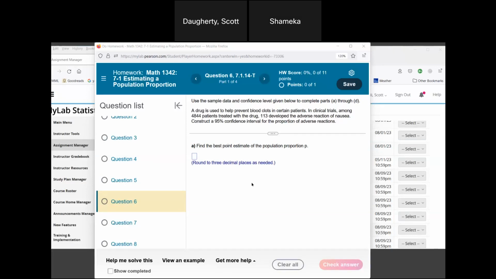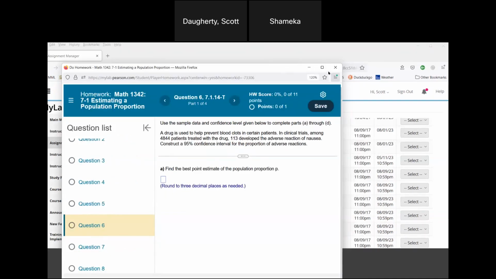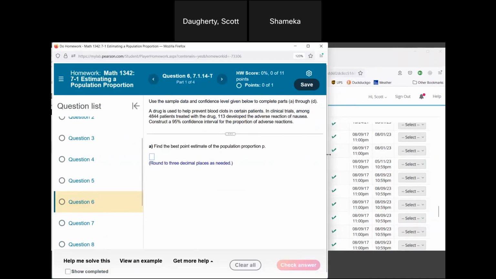So the idea of chapter 7 again is finding this thing called a confidence interval. And in 7.1, we're going to find a confidence interval for a population proportion. And so I have an example here. I want to go over and show you how this works.